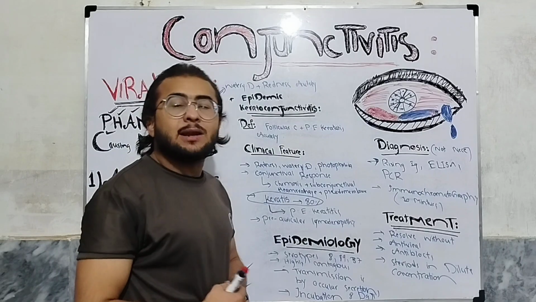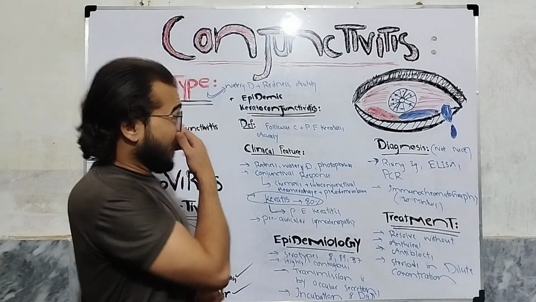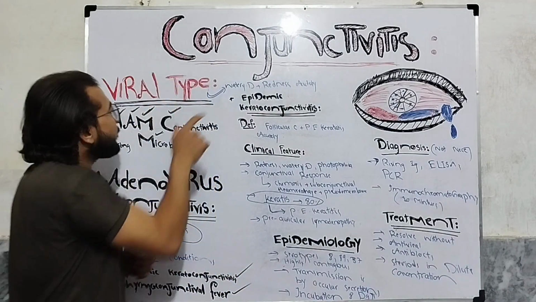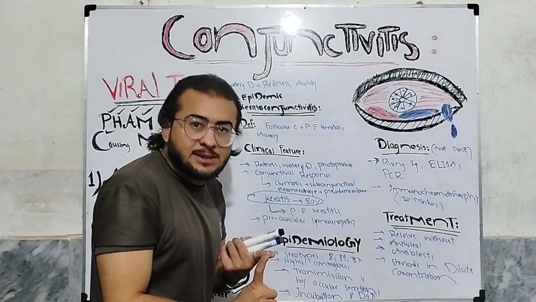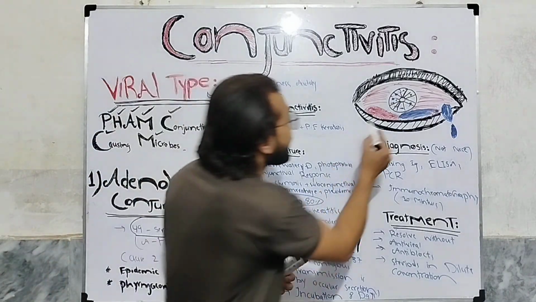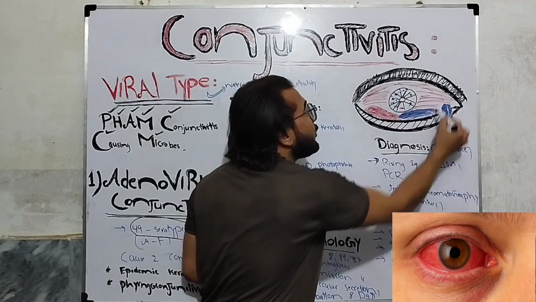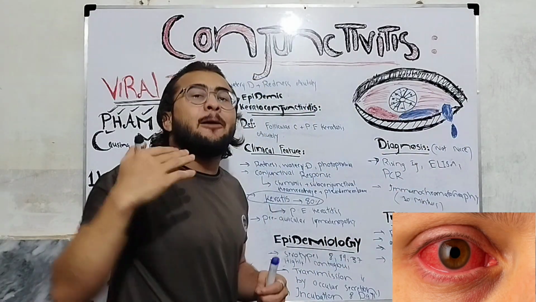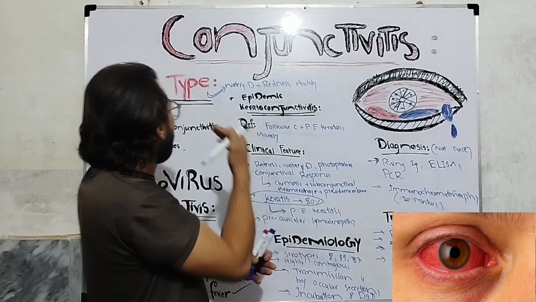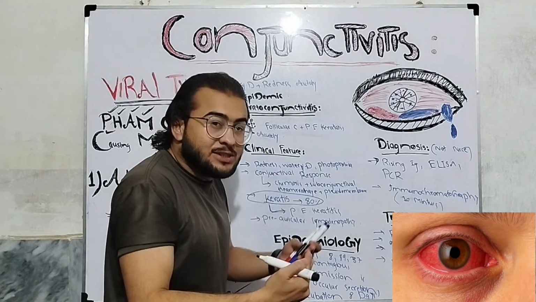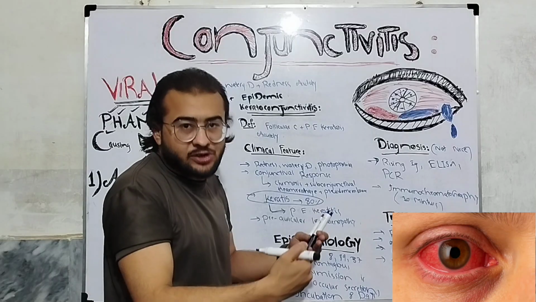Now we will discuss viral type of conjunctivitis. The viral type of conjunctivitis is the acute follicular type of conjunctivitis which is characterized by redness of the eye and watery discharge. We have many types of viral conjunctivitis. We will discuss each of them one by one with their clinical features, their diagnosis and treatment.